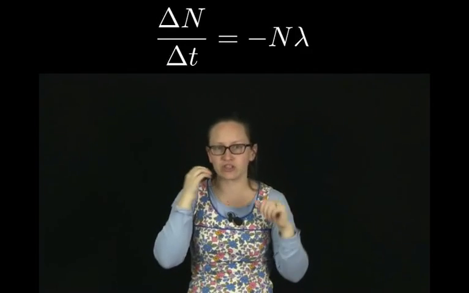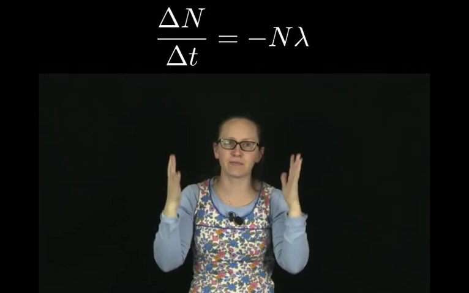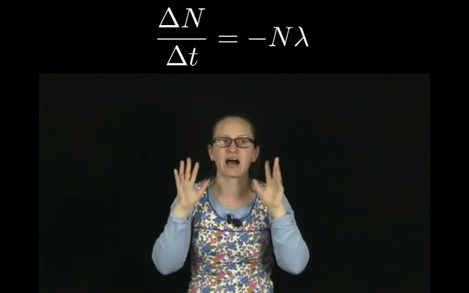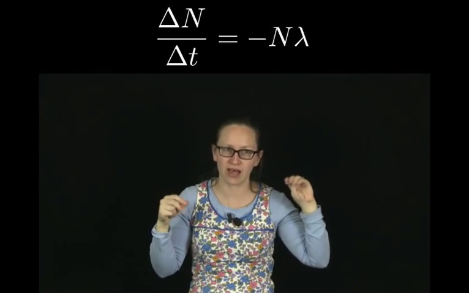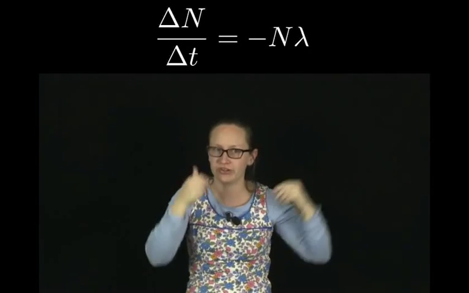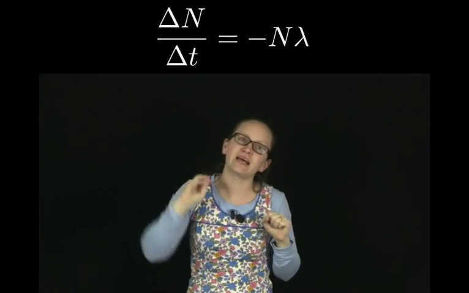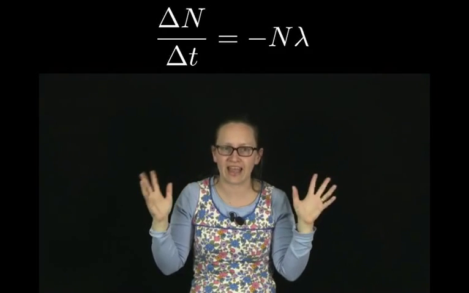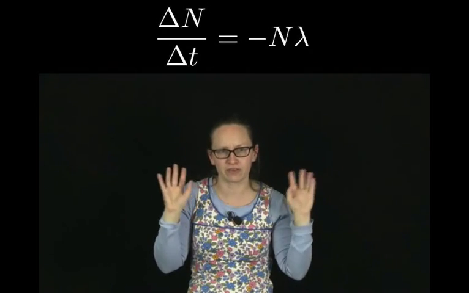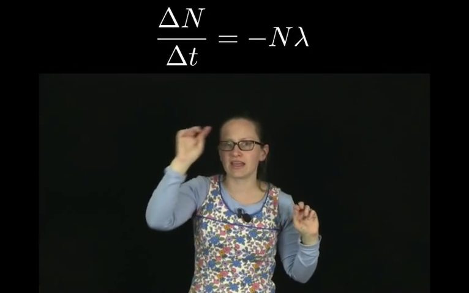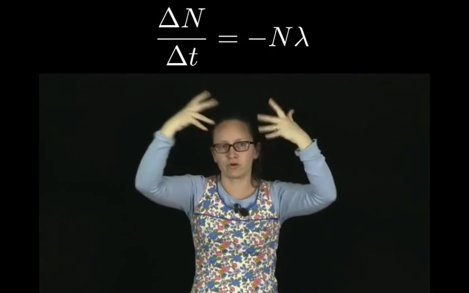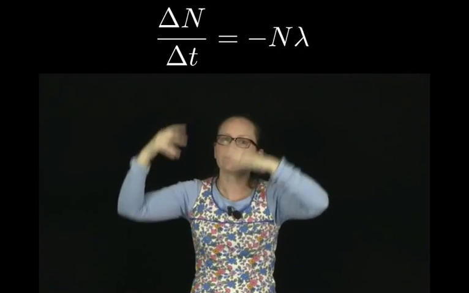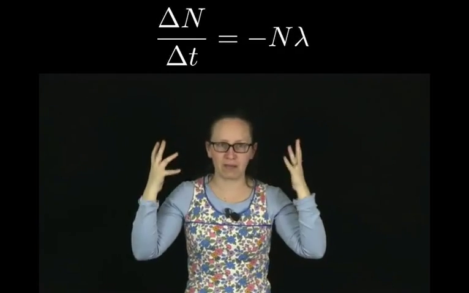Now in this equation, N is the number of particles of that isotope. Delta N is the change in the number per unit time. Delta T is that per unit time. And lambda is what is known as the decay constant. So it's different for different isotopes. And the negative sign is there because the more particles we have, the more decays, and these decays reduce the number of particles that are then present.